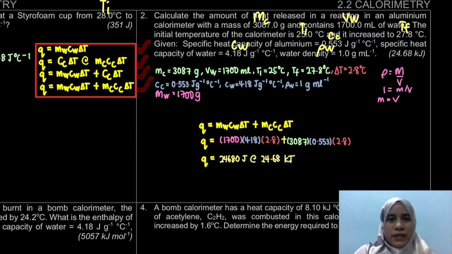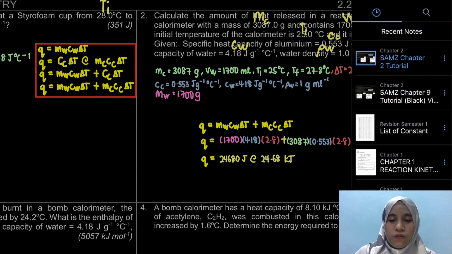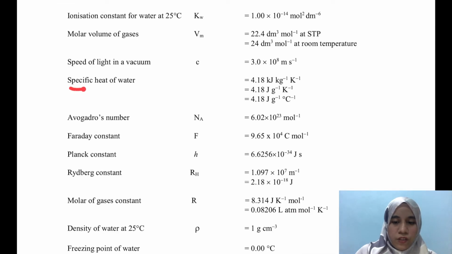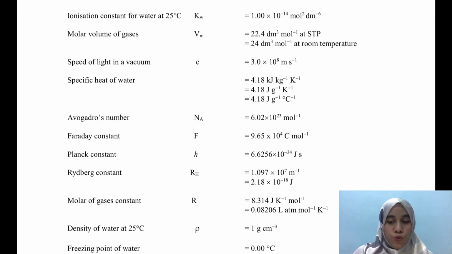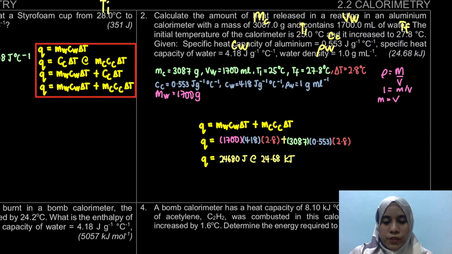But sometimes the tricky part, as we're going to see later, is that the question does not give you the CW, but it gives you the mass. Why? Because the CW is given on your list of constants. The specific heat of water is 4.18 joule per gram per degree Celsius. So if the question does not give it to you but gives the mass of water, you can take it from your list of constants. Later I'm going to remind you again. So that is for question 2.